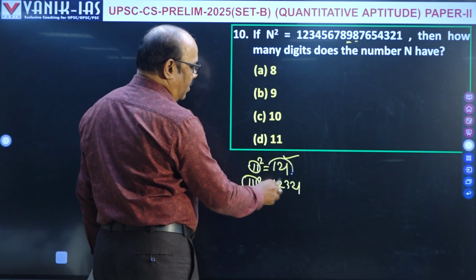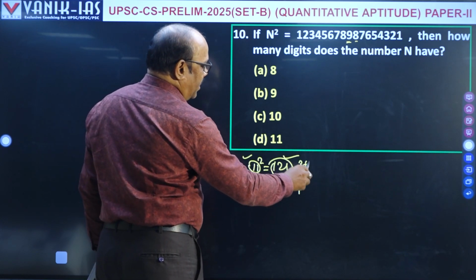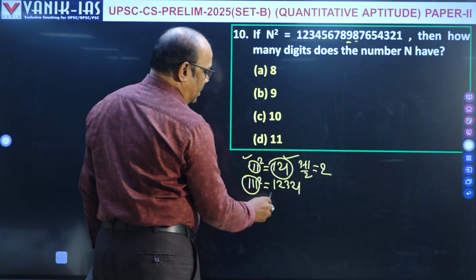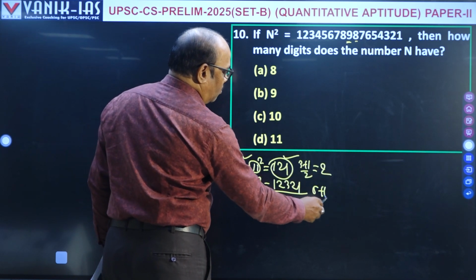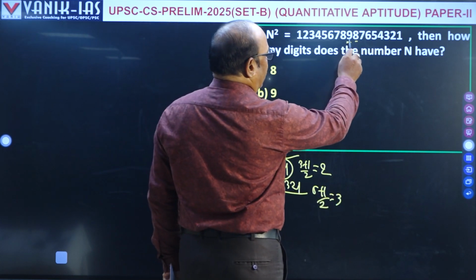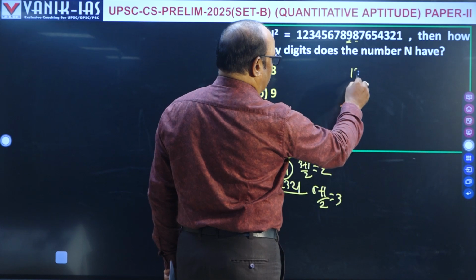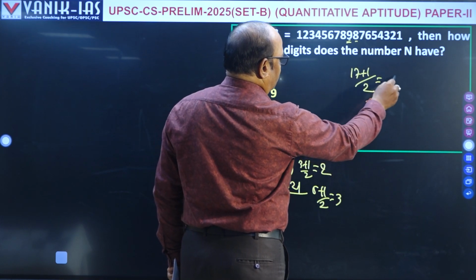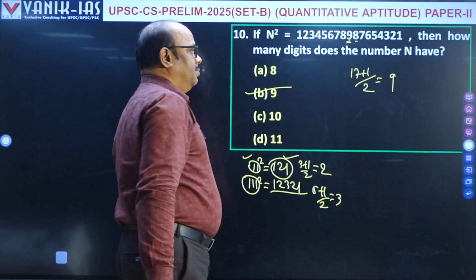That means if it is a 3 digit number, this will be 3 plus 1 by 2, that means 2 numbers. If it is 5 digit number, 5 plus 1 by 2, then the square number would be 3 numbers. So this will be 9 plus 8, 17. So 17 plus 1 by 2, so 9 digit number. That's option B.